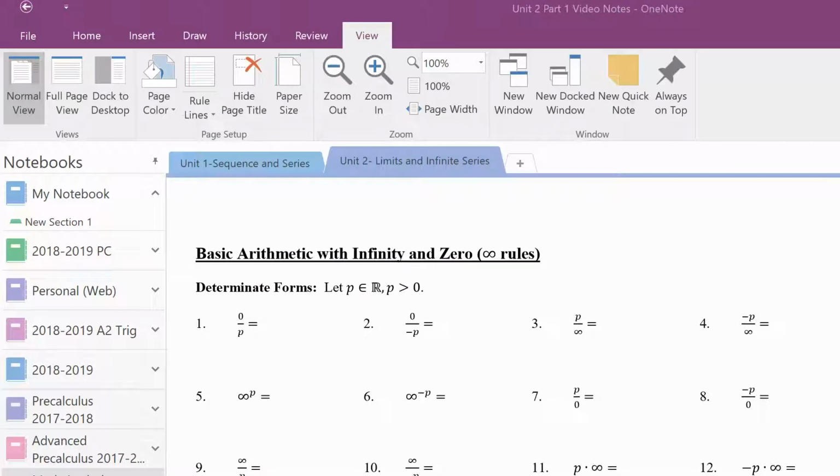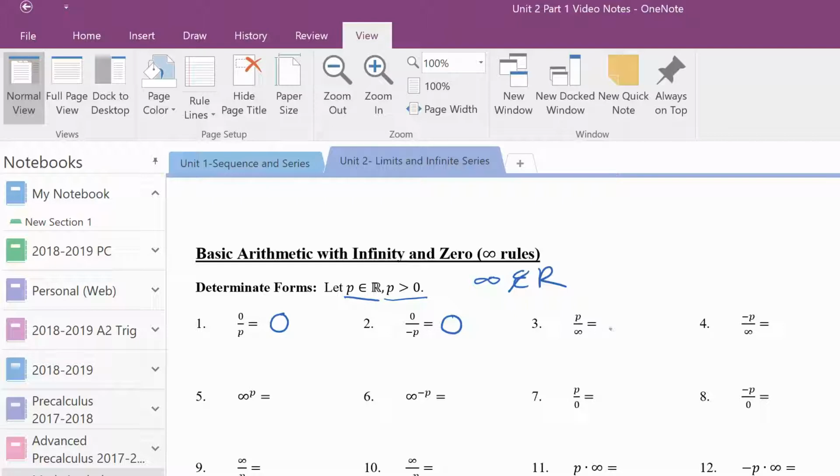Next thing we're going to talk about are some basic arithmetic with infinity and zero, like the infinite rules. Now remember, p is in the real numbers, but infinity is not a real number. It doesn't exist in the reals. But the number p does, and p is positive. So 0 over p is just going to be 0. 0 over the opposite of p is also 0, because 0 divided by any real number is going to be 0.